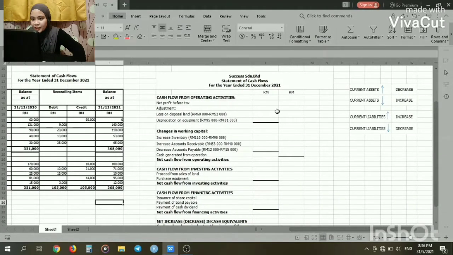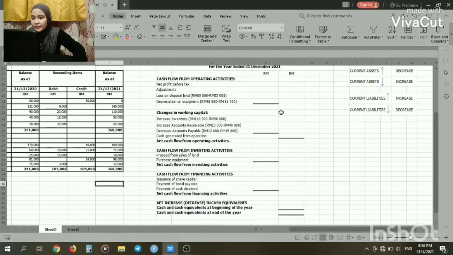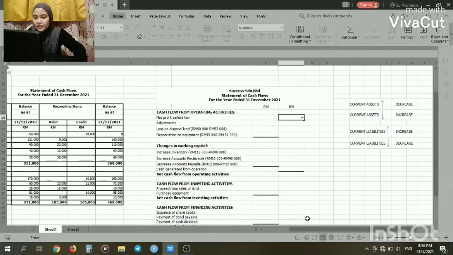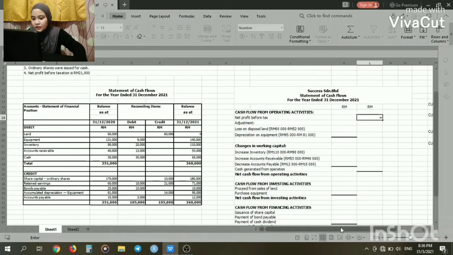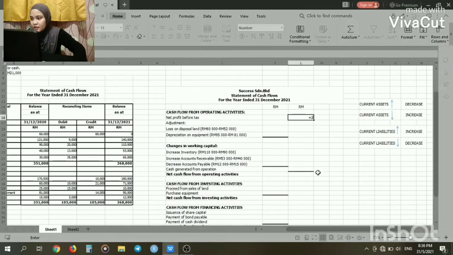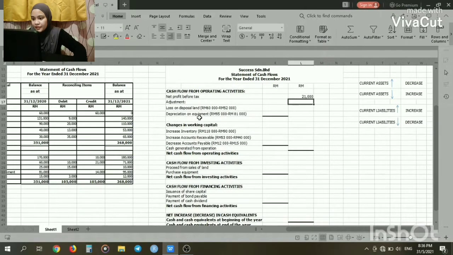So let's move on to the statement of cash flow for the year ended 31st December 2021 for Success Union Berhad. Firstly, the first section, cash flow from operating activities, net profit before tax. We just took the amount from the information given, 21,000. For adjustments, we have two figures here, loss on disposal of land and depreciation on equipment.